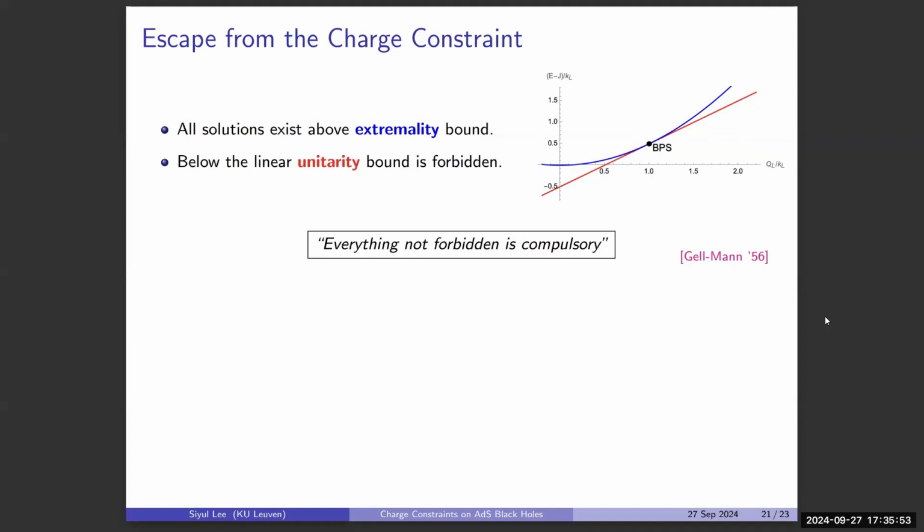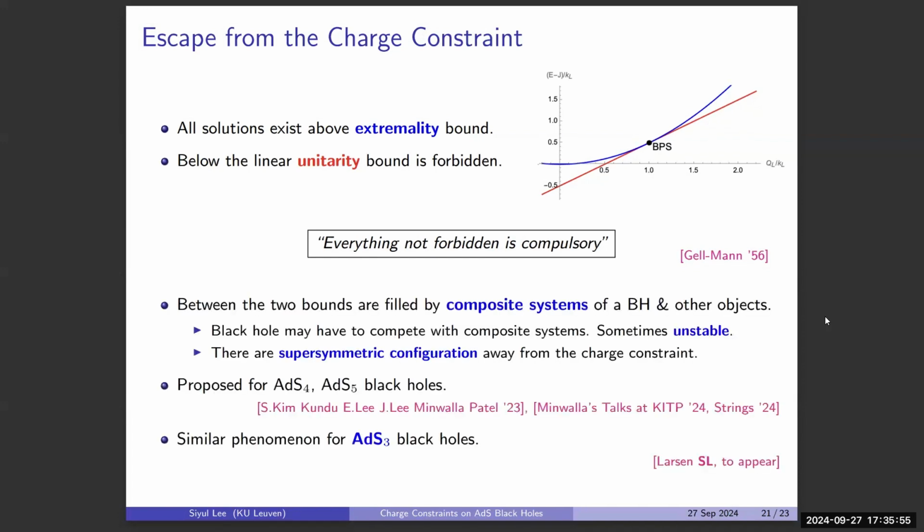There have been some proposals in this direction recently by Minwalla and friends. Also, Minwalla gave related talks at KITP and Strings this year. Although not all results were published, these talks have a decent amount of discussion about this. The answer is that this gap between the two bounds might be filled by some composite systems that are not just a black hole, but a black hole surrounded by some other object. That other object could be a gas of gravitons or giant gravitons. So this is really a hairy black hole.